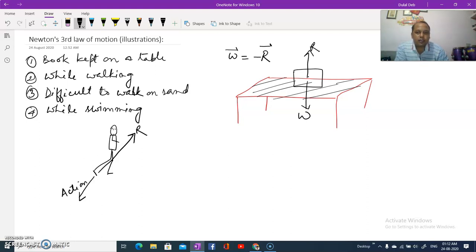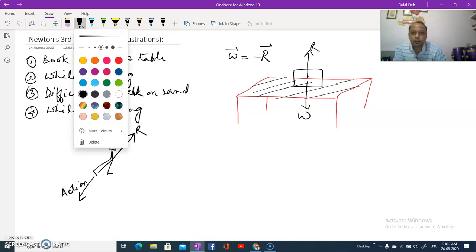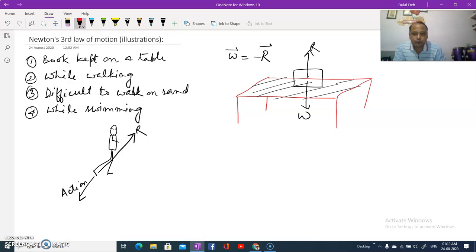Now, this reaction force can be resolved in two directions, one in the forward direction and one in the upward direction. Suppose this angle is theta, so the reaction force in the forward direction will be R cos theta, and in the upward direction it will be R sin theta. Now, this reaction force is resolved in two directions. This R cos theta is very important, which will make the person move in the forward direction.